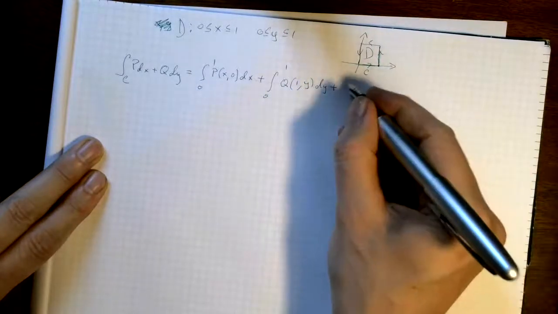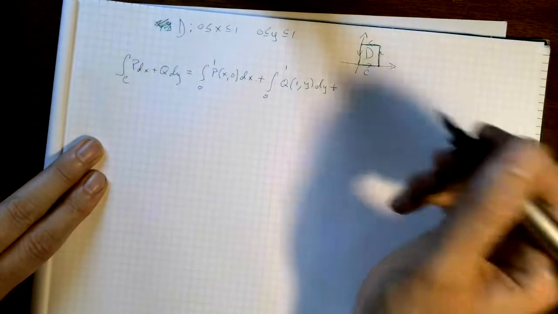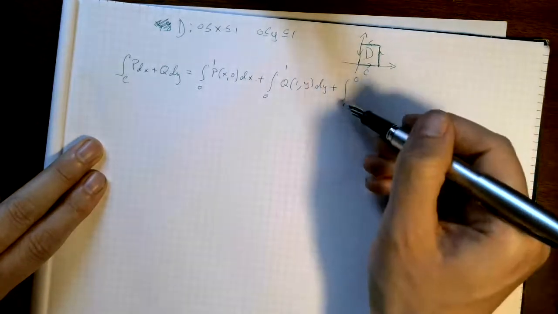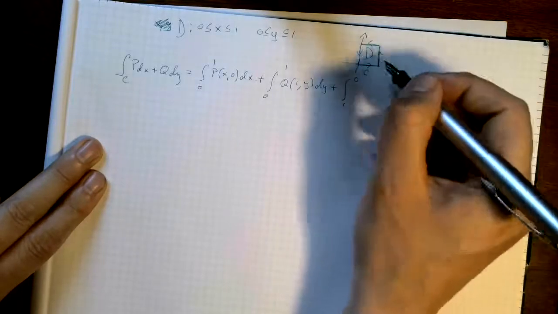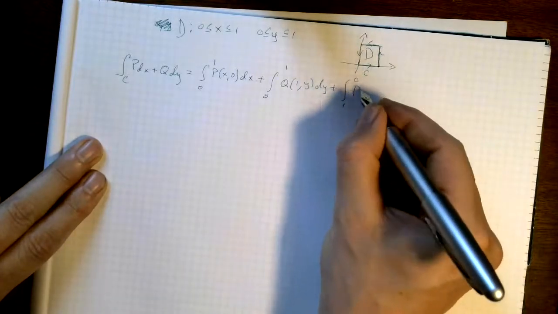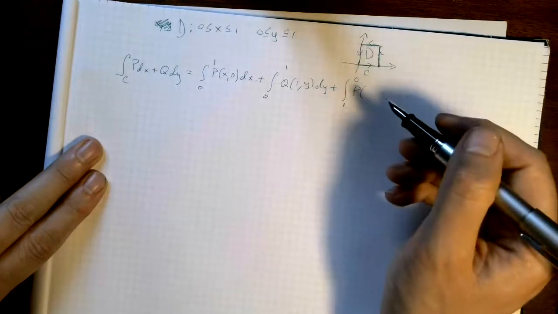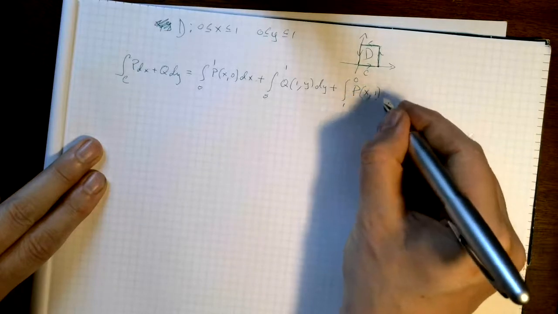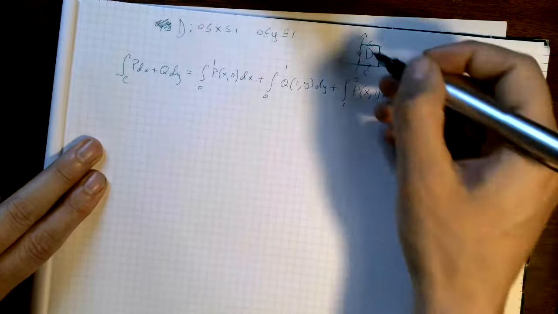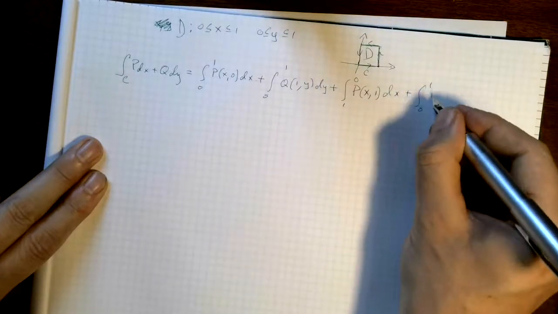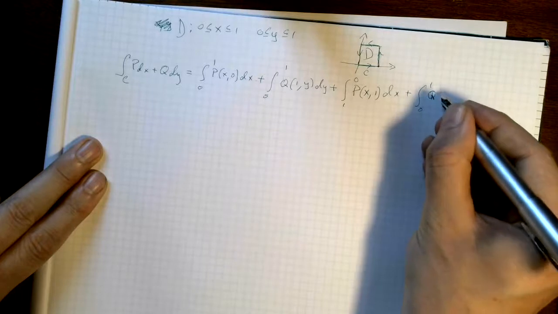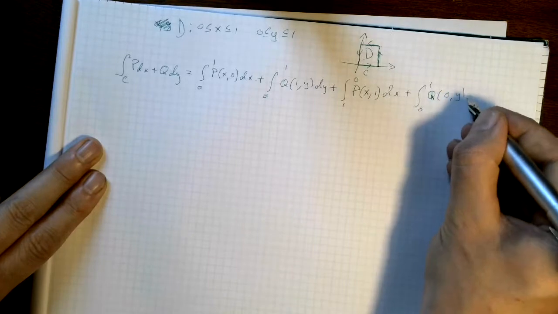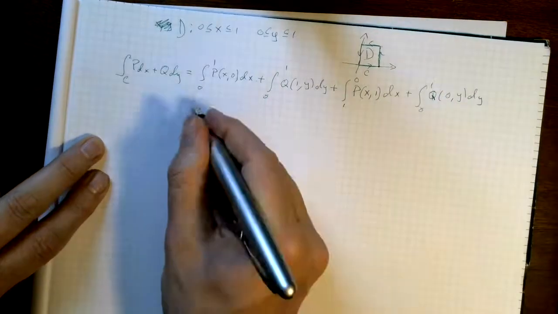Then plus, now we're going to do this bit of it, and then it's going from 1 to 0 to get the orientation, right? Going from 1 to 0 in x. And we're doing p of x1 dx, plus over here we're going to go from 0 to 1. That's right, q of 0y dy.